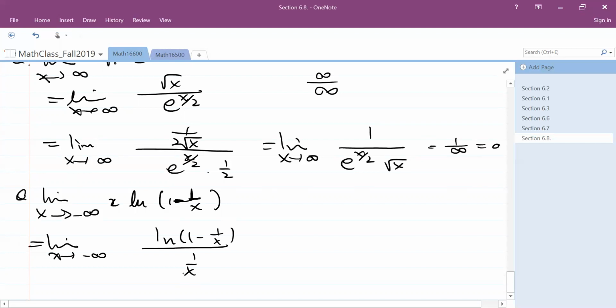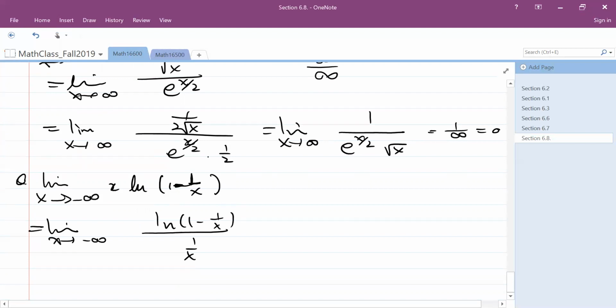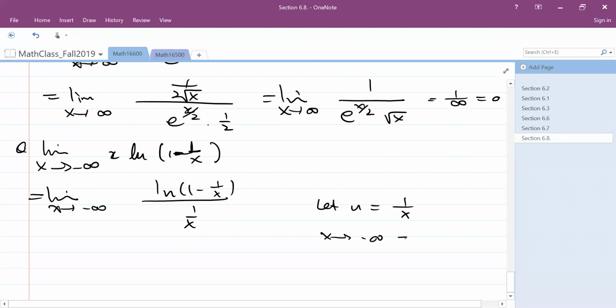Okay. At this point, for simplicity, you can use a substitution for the limits. I suggest you use substitution. I don't want to differentiate 1 over x. Okay, I let u be 1 over x. When x approaches negative infinity, u approaches 0 from the negative side, right? Why? 1 over x is always negative, and 1 over x approaches 0. So that means u approaches 0 from the negative side. So I can change the limit.